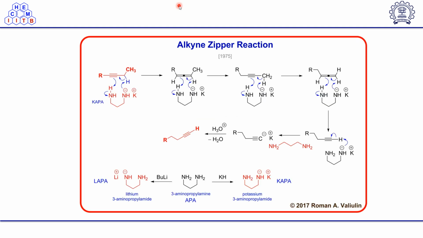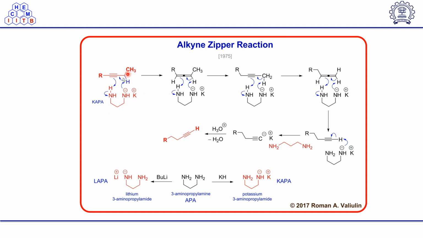Now the next reaction is the alkyne zipper reaction, which is catalyzed by this KAPA, that is made from 3-aminopropylamine in general, which on treatment with butyl lithium will give lithium 3-aminopropylamide, which on treatment with potassium hydride will give potassium 3-aminopropylamide, which will catalyze this reaction.